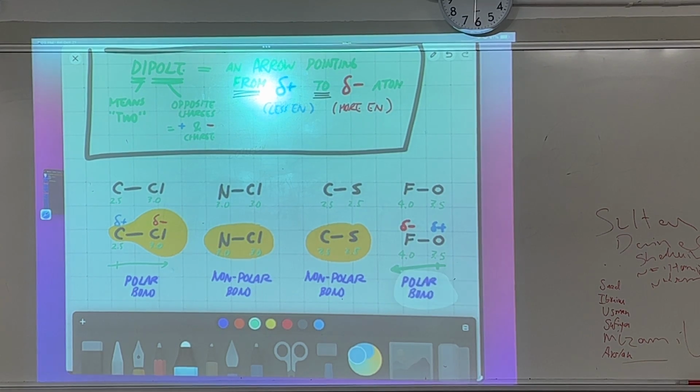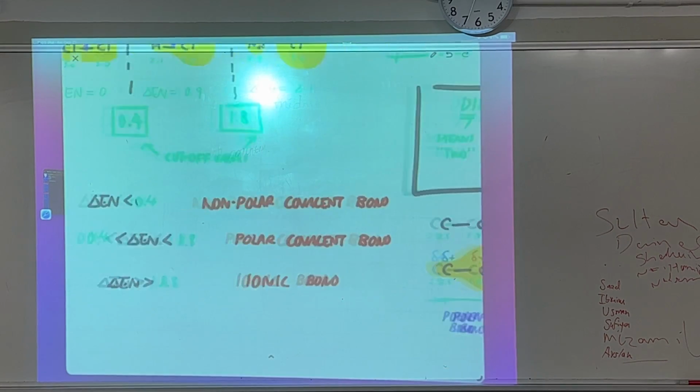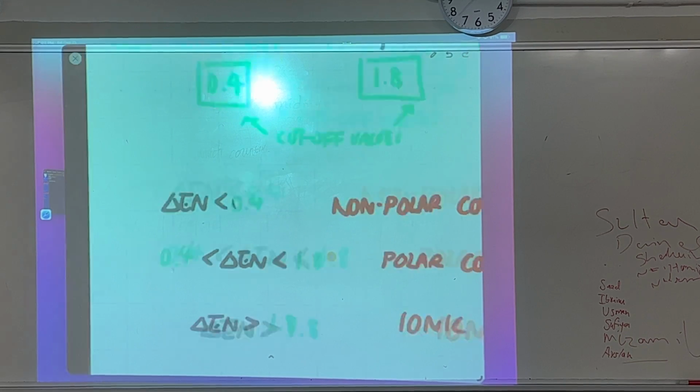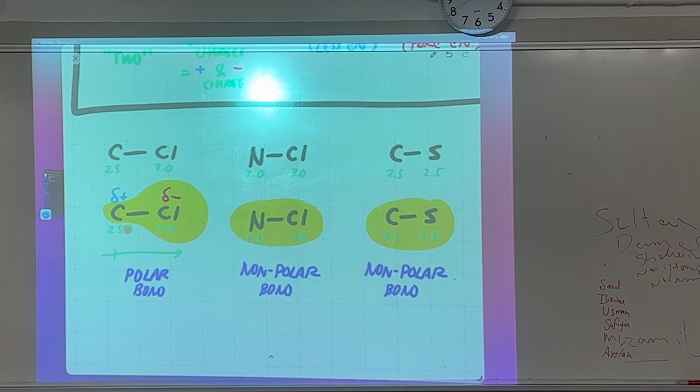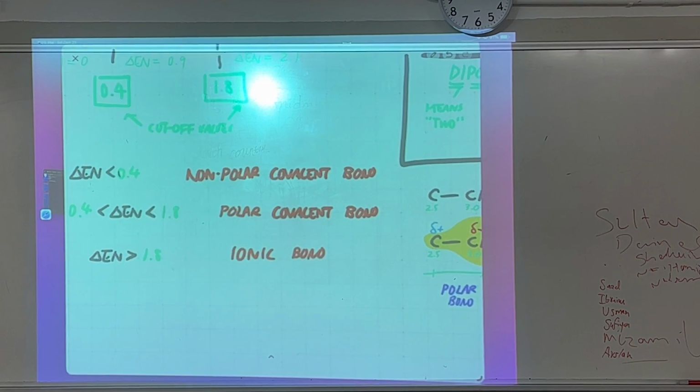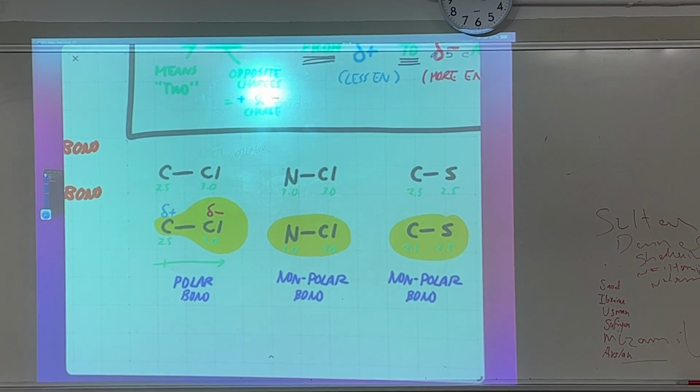If a bond is polar, the electronegativity difference will be greater than 0.4 but smaller than 1.8, which is true for these two examples. If the difference is any smaller, it will be a non-polar bond. Note that the atoms don't have to be the same for a bond to be non-polar. Sometimes two different atoms can have the same electronegativity, and that will still result in a non-polar bond. Is this clear? How we determine if a bond is polar or not?